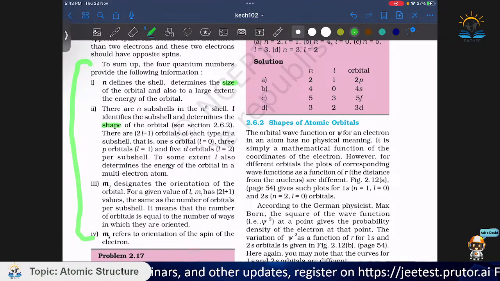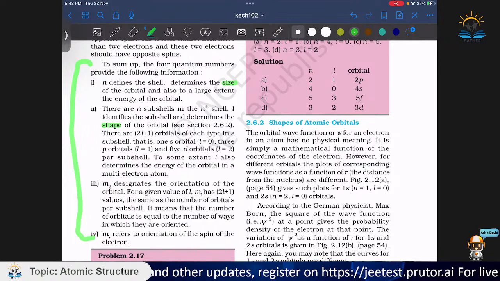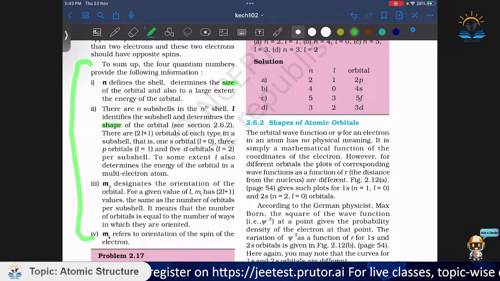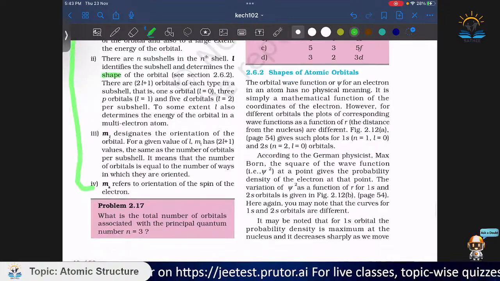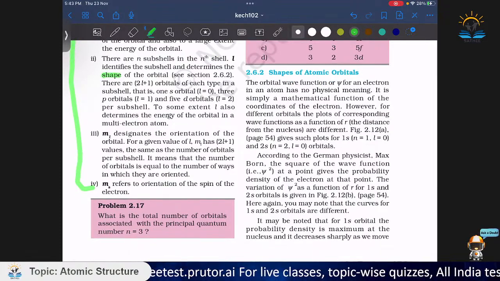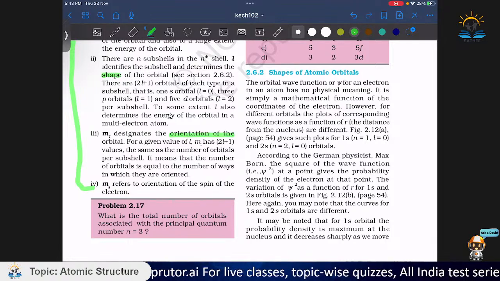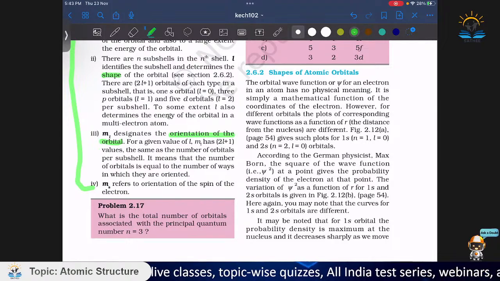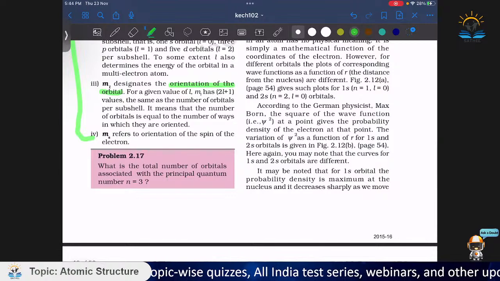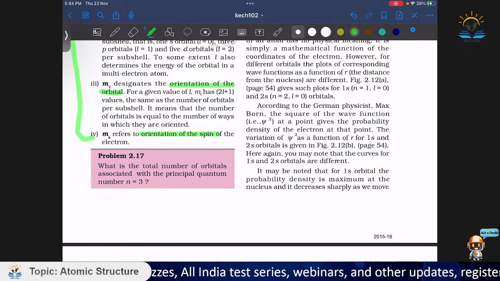There are 2l plus 1 orbitals for each type in a subshell. That is 1 s orbital, 3 p orbitals, and 5 d orbitals per subshell, right? L also determines the energy. Then the magnetic number determines the orientation of the orbital. It means that the number of orbitals is equal to the number of ways in which they are oriented. The spin quantum number is the orientation of the intrinsic spin of the electron.